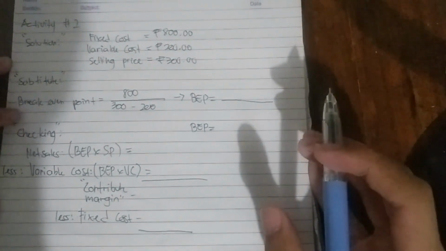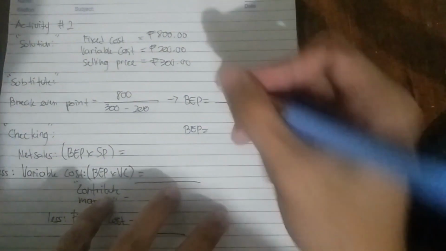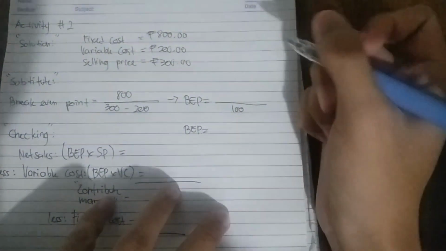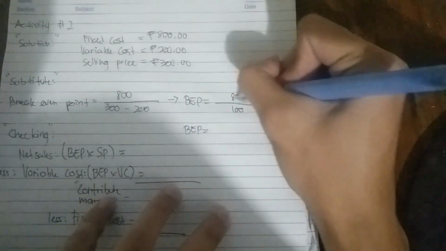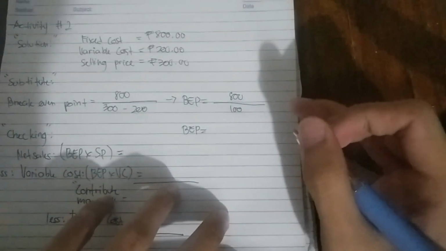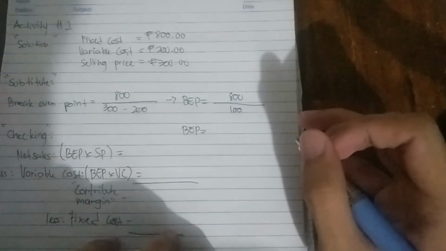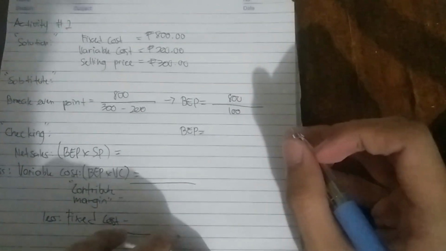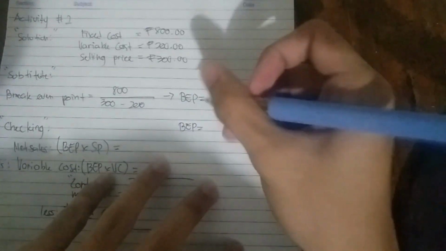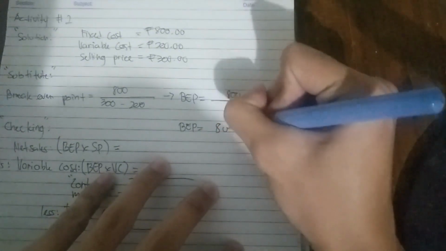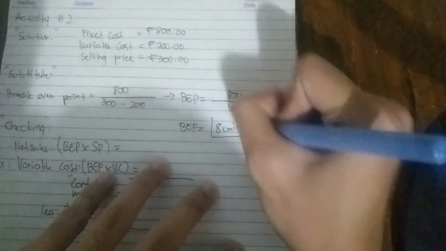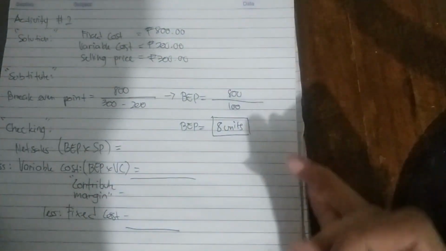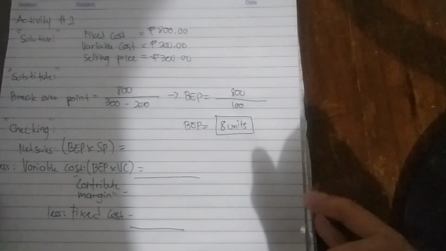300 minus 200, you'll get 100. And 800 here. BEP equals 800 divided by 100, you'll get 8 units. Now we have our BEP, which is 8 units. We can now check.